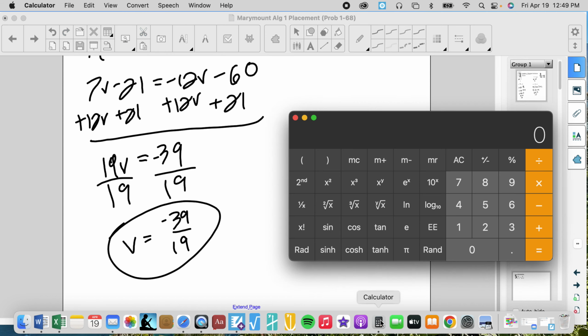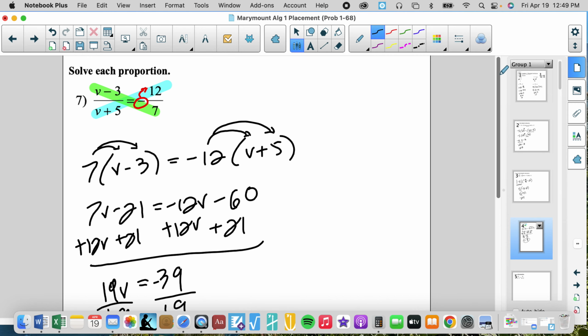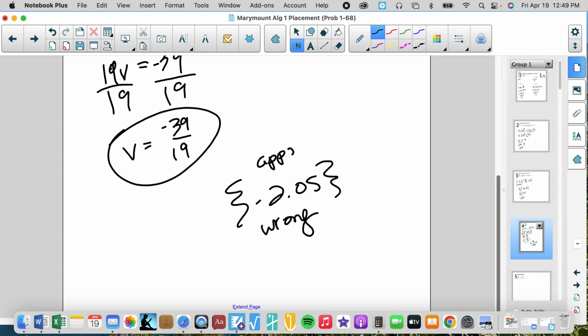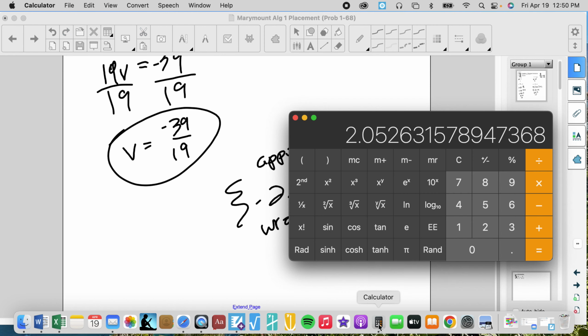I would absolutely leave it as a fraction. I sure as heck wouldn't round it. Negative 2.05? Come on. That would be an approximate value. Why are you giving an approximate? Solve. That is the answer. This, negative 2.05, is wrong. That's an approximate value. Boo on you. Just leave it as a fraction.